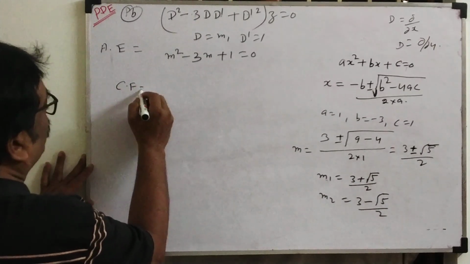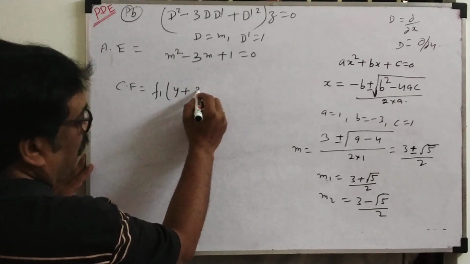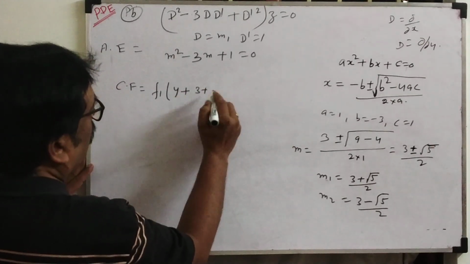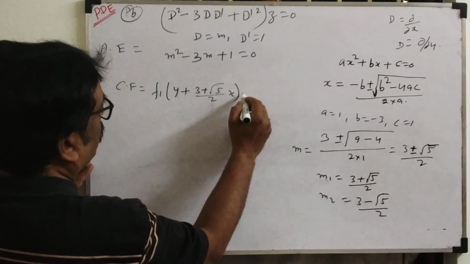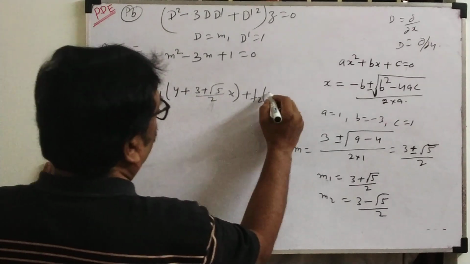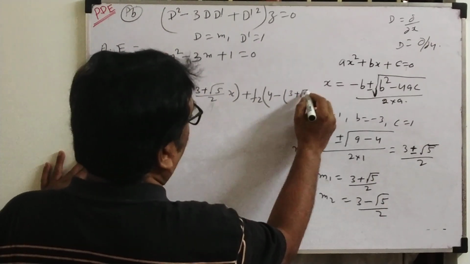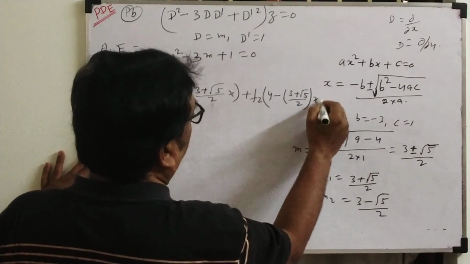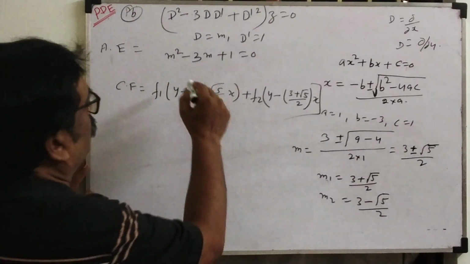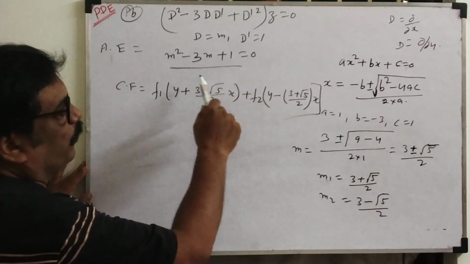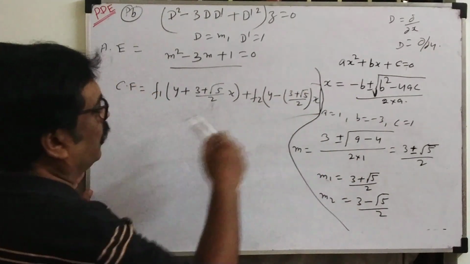So what is the complementary function here? F1 of y plus 3 plus root 5 by 2 x, plus f2 of y plus 3 minus root 5 by 2 x. So you are getting the complementary function again. So till now what we have observed is how to factor; you follow this quadratic equation rule and you can write this now.